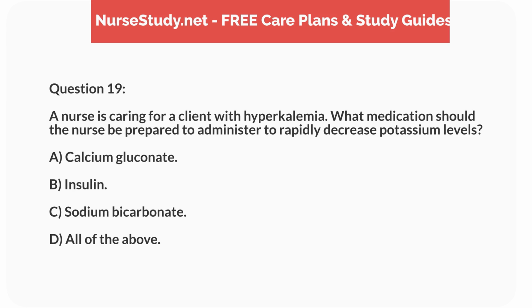Question 19. A nurse is caring for a client with hyperkalemia. What medication should the nurse be prepared to administer to rapidly decrease potassium levels? A. Calcium gluconate. B. Insulin. C. Sodium bicarbonate. D. All of the above.